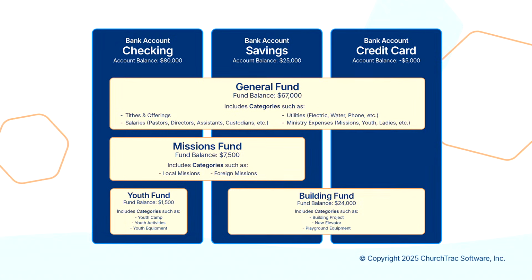The first core concept that we want to discuss is bank accounts. Bank accounts track money you actually have or money that you owe. Money that you have is called an asset.